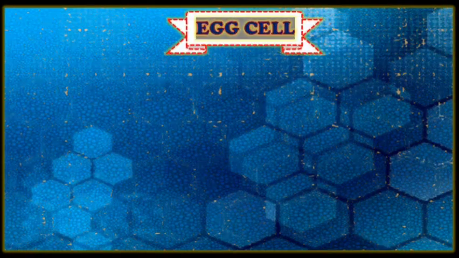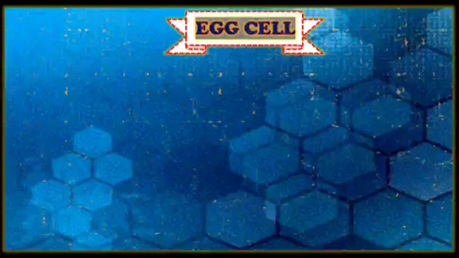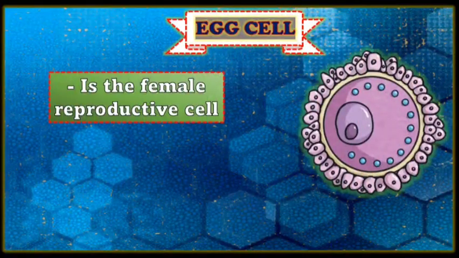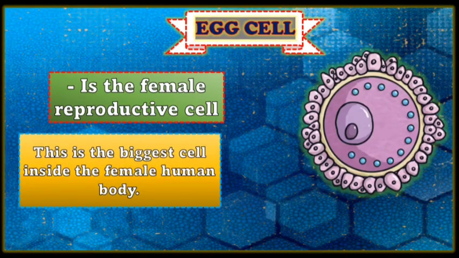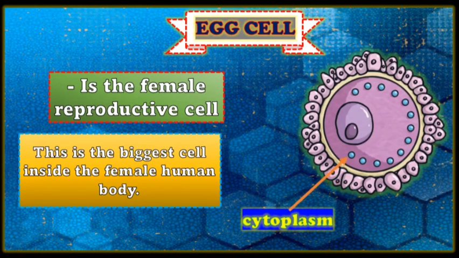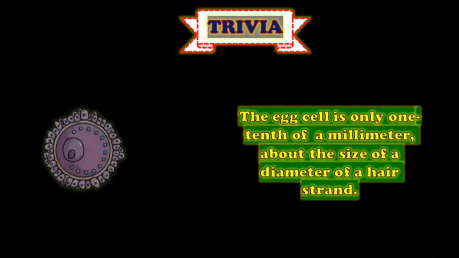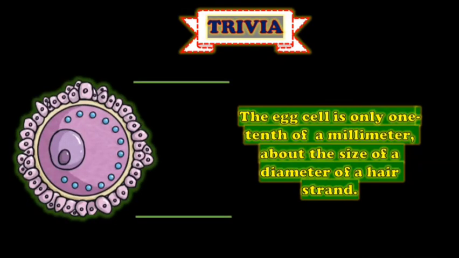Before proceeding to each part of the female reproductive system, let us know first what an egg cell is. So this is the egg cell. The egg cell is the female reproductive cell. This is the biggest cell inside the female human body. An egg cell has a cytoplasm and a nucleus. Did you know that an egg cell is only 1/10 of a millimeter? Yes, that is right. It is about the size of the diameter of a hair strand.